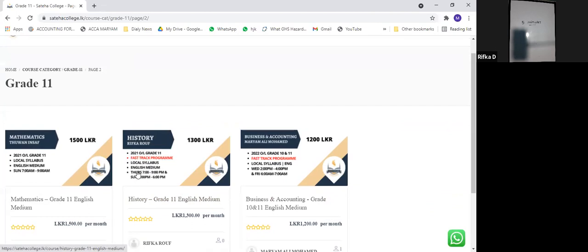For grade 11s, you will have 2 days. One is on Thursday, 7 to 9 p.m., and the other is on Sunday, 4 to 6 p.m. Same for grade 10, you will have 2 days. The grade 11 monthly fee is 1,300. So let me show you the grade 10 one. That is for grade 11.